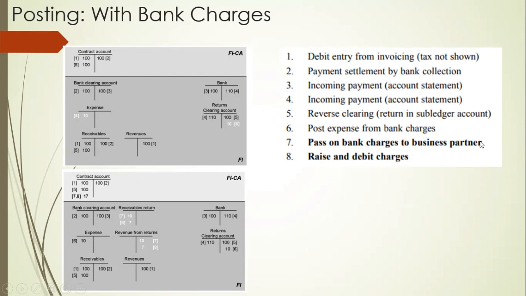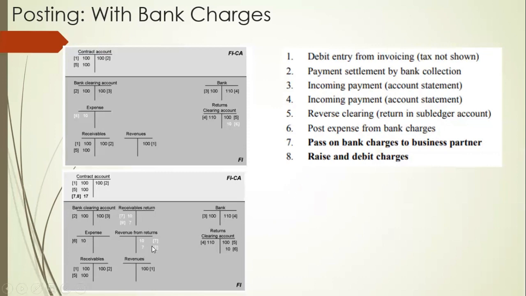Pass on bank charges to business partner. We pass on the bank charges to the business partner. So that's how it becomes 110. So we pass that to here, 10% of 100, 110. Okay, so 10 and 7. Where is your 7 calculation coming from? Okay, that's 7 only, on 100. Actually, that was put as 7. 7 on top of what? Past bank charges and post expense bank charges.